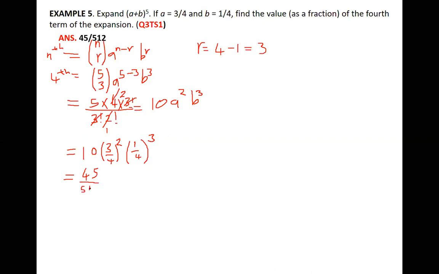So this is going to be the value of your fourth term. But initially, according to how this question is being phrased, you first have to expand this and then just pick out the fourth term, and you'll discover that your fourth term is going to be given by this formula here. So we proceed.